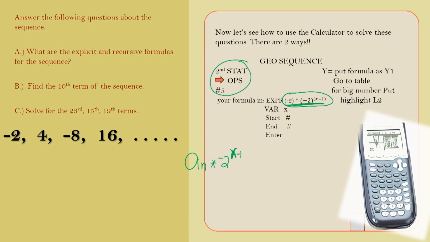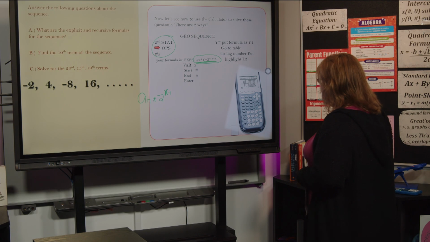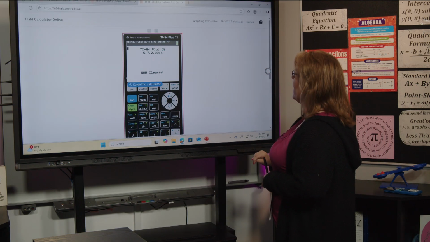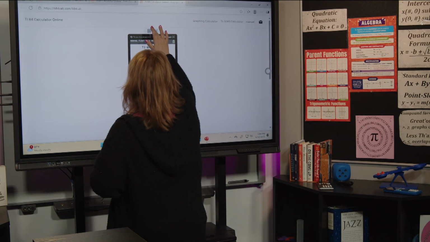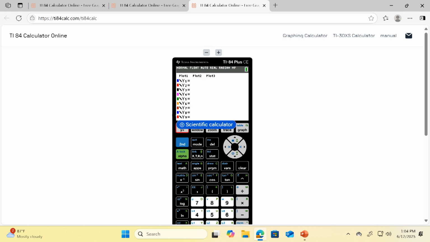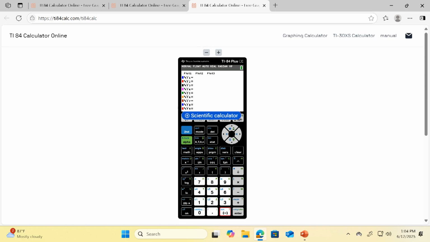It says we're going to go to our y equals feature. We're going to put in our formula as y1. We're going to go to the table and look for our numbers in L2, which is our list 2. So let's go ahead and pull that calculator back up. So now what I'm going to do is go to my y equals feature and put in my rule. So my a sub 1 was negative 2 times, I'm putting that other negative 2 in parentheses. I'm going to hit my exponent and x minus 1.